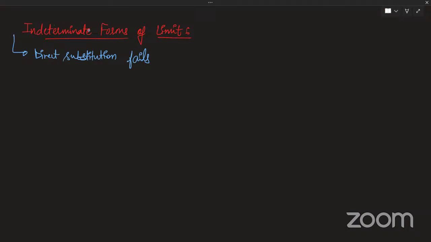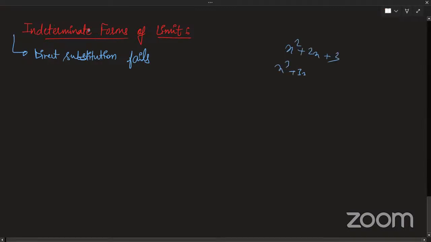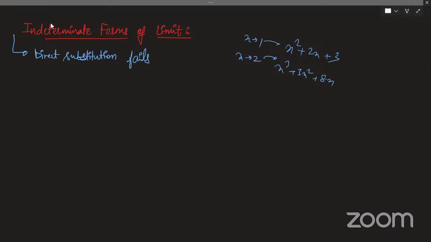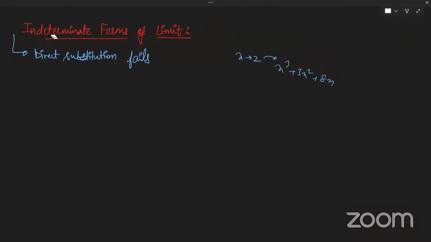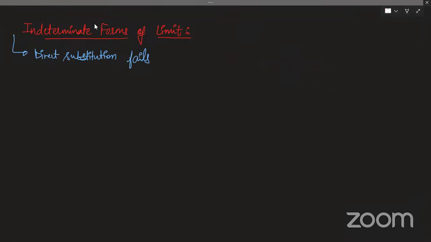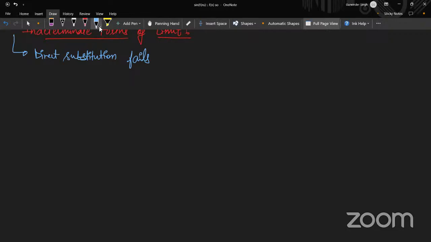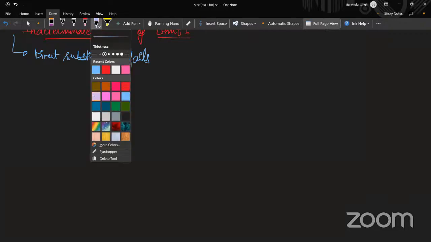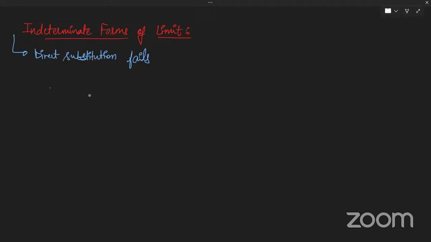Like for example, I give you any polynomial function, like x square plus 2x plus 3, x cube plus 3x square plus 8x, anything like this. And I give you a value. So you can just directly plug in the values of x and get your limits, right, everyone? But now we will be discussing cases where you can't input the values of x and get your answer.